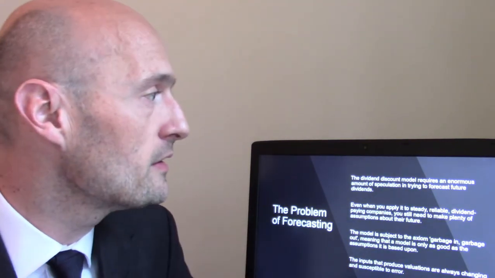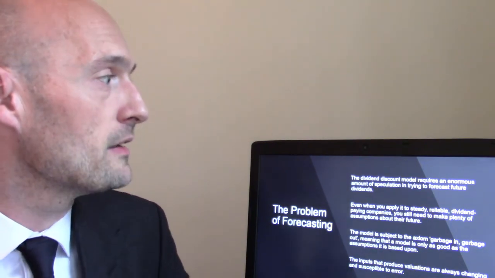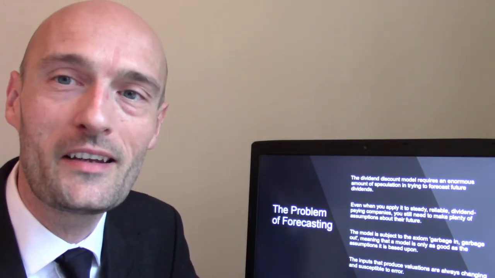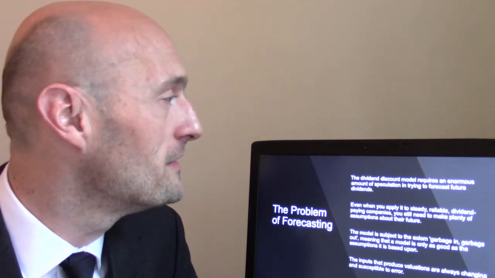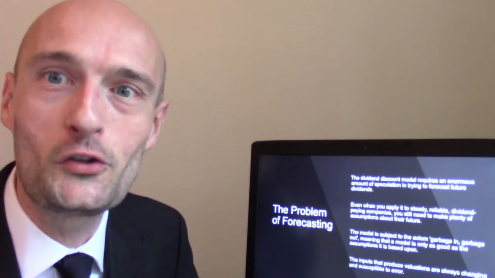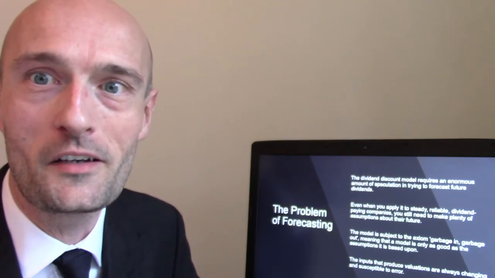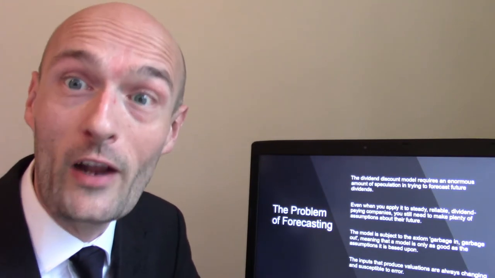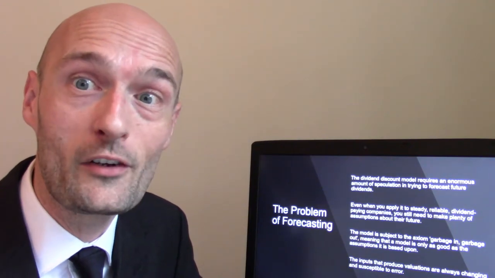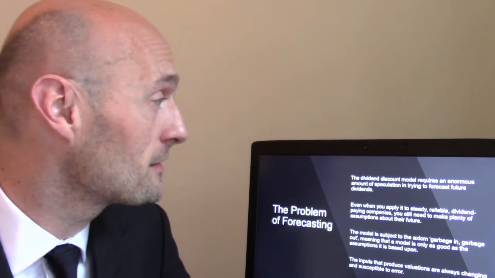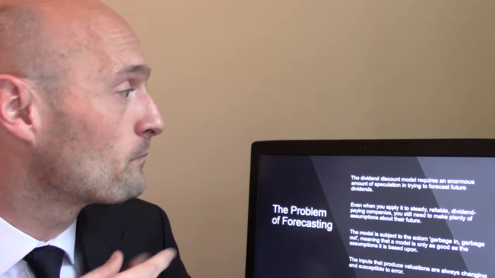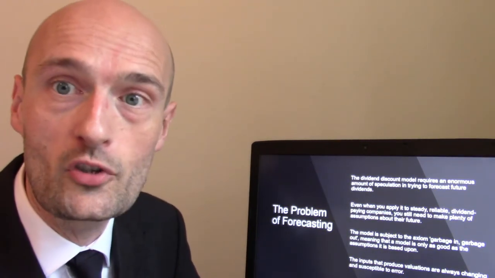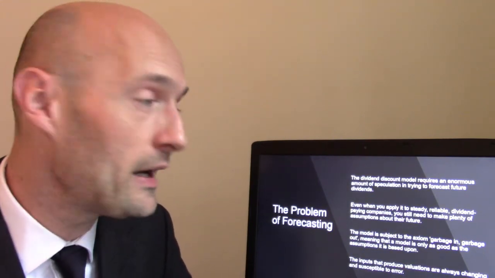Other problems with it. Well, the dividend discount method requires an awful lot of speculation in trying to forecast future dividends, which sounds like it might be easy, but it's not. And in a funny way, the problem with some of these methods is that they are almost tied to, if you think it's a good stock, you think its earnings will go up and its dividends will go up. And if you think it's a bad stock, you think its earnings won't go up and its dividends won't go up. And so you built maybe a very complicated approach to expressing your point of view where you just think it's a good stock or a bad stock. And so that's kind of a problem. Even when you apply it to very steady, reliable, dividend-paying companies, there are so many assumptions about the future that the value added of this analysis is questionable.